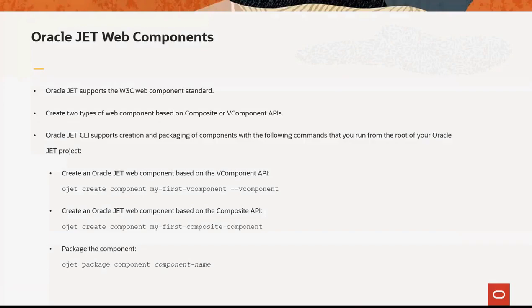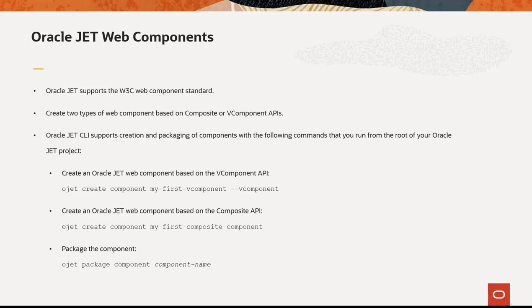JET supports the creation of reusable web components based on the W3C Web Components standard. Specifically with JET, you can create two types of web component based on the latter standard. As of the initial release of the virtual DOM architecture pattern, you can create components based on JET's vComponent API, which creates virtual DOM-based web components. This is in addition to JET's pre-existing composite API that enables you to create web components more aligned with the MVVM architecture pattern.